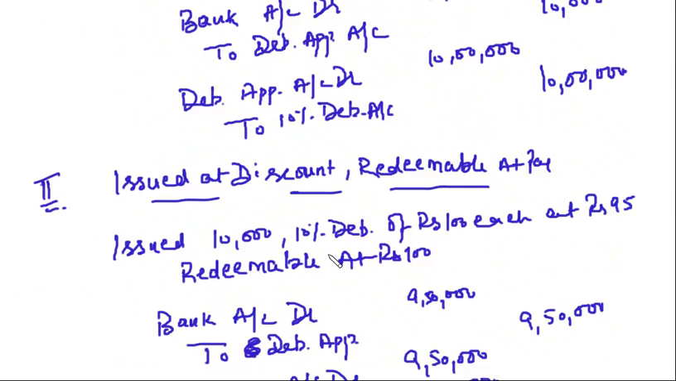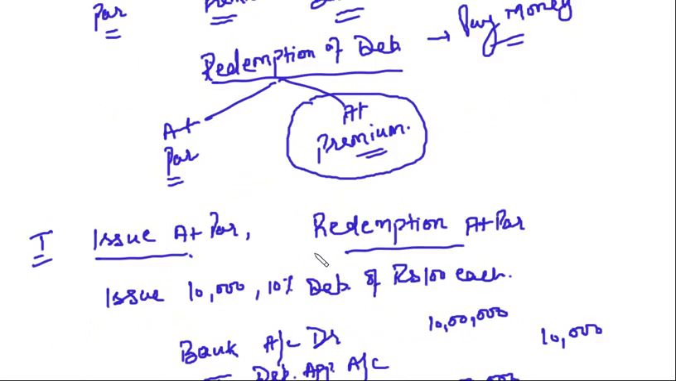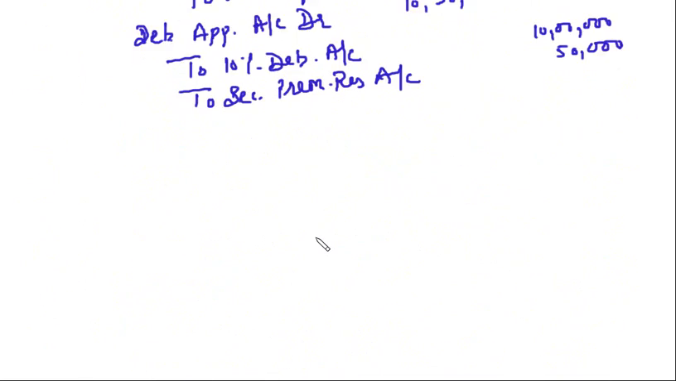Now what we have done is we have done: issue at par, redeemable at par. Issue at premium, redeemable at par. Issue at discount, redeemable at par. Now we are going to take this part at premium. Now this is an important part, friends. Right? Listen to it very carefully.